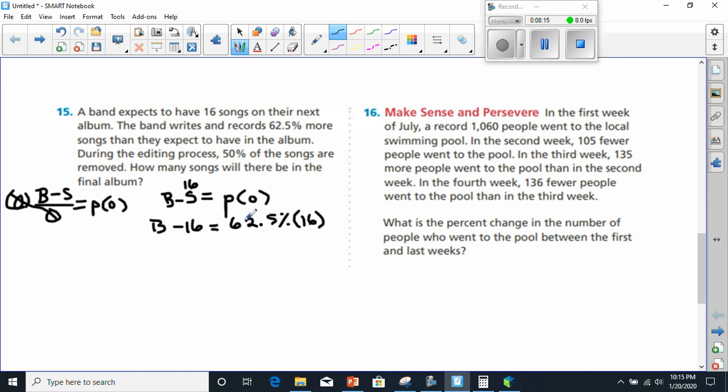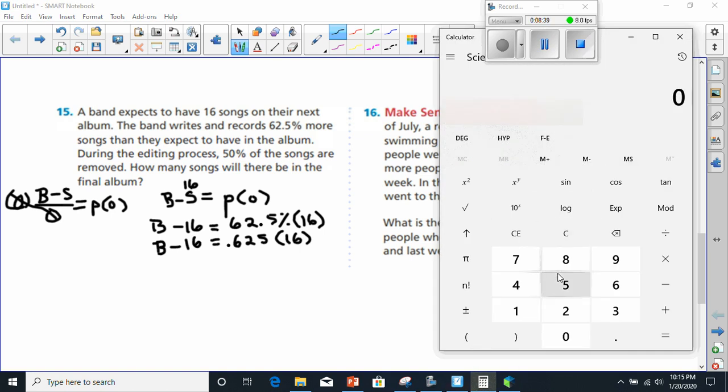So now, what is 62.5% in number form? It'll be 0.625 multiplying to 16. That has to be equal to the big number minus 16. If I take my calculator, we see that 0.625 multiplied by 16 is going to equal 10.